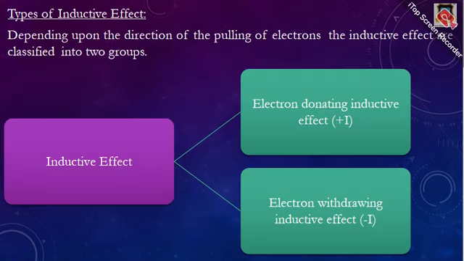Then, types of inductive effect depending upon the direction of pulling of electrons. The inductive effect is classified into two groups. First, electron donating inductive effect, denoted as plus I effect. Second, electron withdrawing inductive effect, that is minus I.